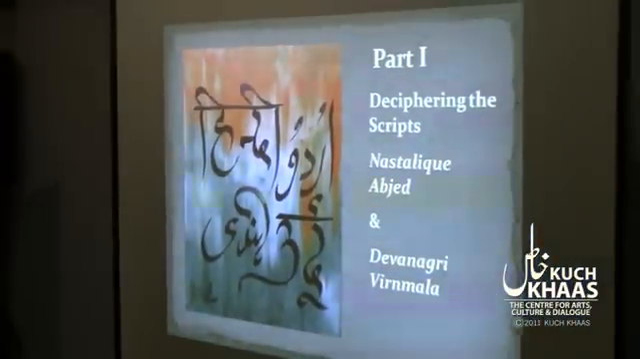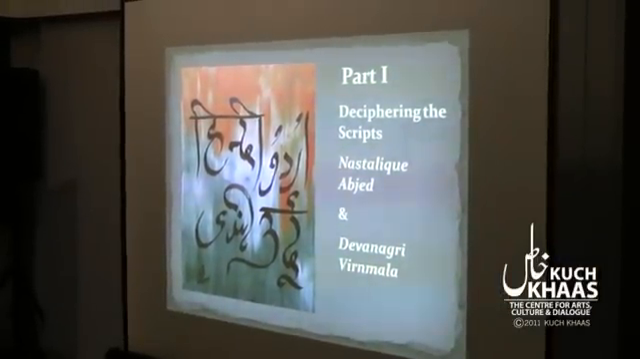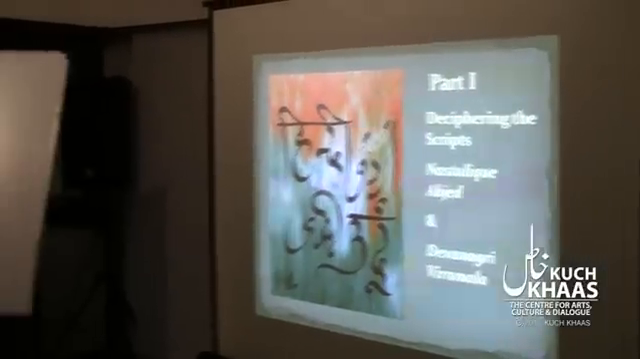So this is the first chapter of my book, Deciphering the Script, Nastaliq Abjad and Devanagari Varnamala. Abjad and Varnamala are the same thing. It is the alphabets. Abjad is a Hebrew word, A, B, C, D. Before Islam, Arabic was also written in this sequence, the Abjad sequence. Abjad, Havaz, Hutti, Kalaman, Safad. This was the sequence. Now it is changed.